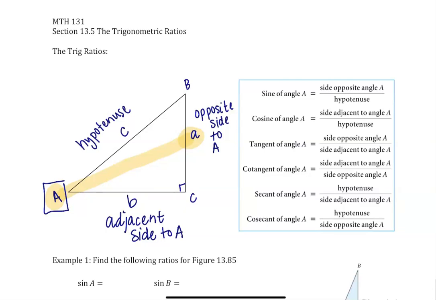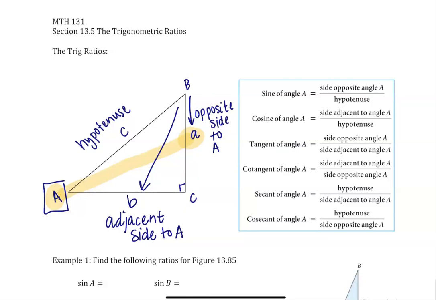Now, this all changes if our reference angle is angle B. If we were doing angle B, then the side opposite would now be over here, and the side adjacent would be the side right next to it. So it all depends on your angle of reference which side is opposite and which side is adjacent, but opposite is always the side not touching that angle, and adjacent is always the side that is touching that angle.